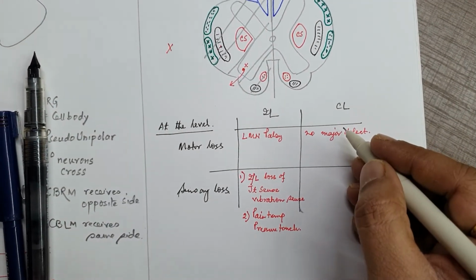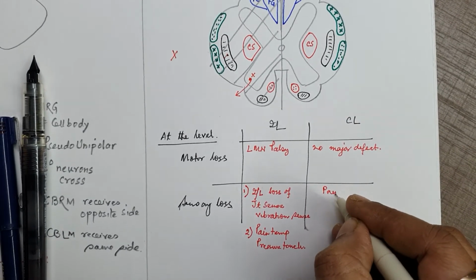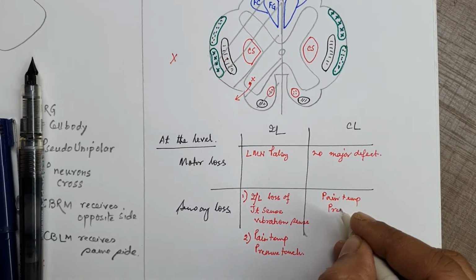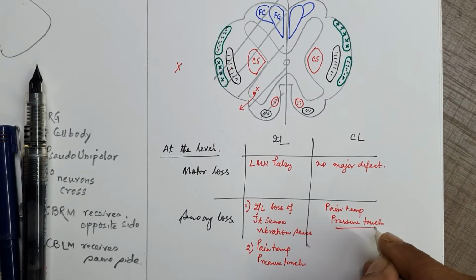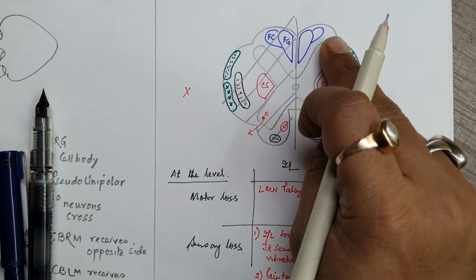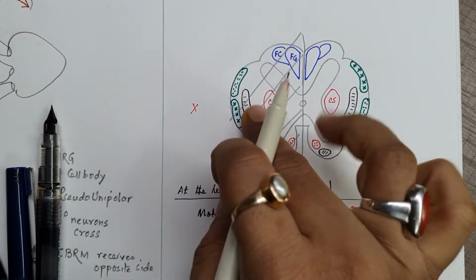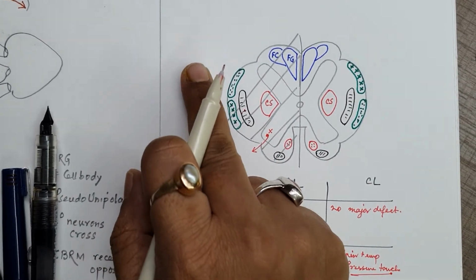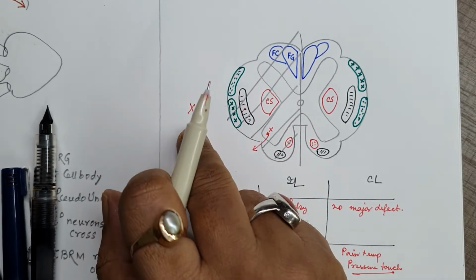Even there is contralateral loss of pain, temperature, pressure, touch. Why this loss? Because the fibers coming from this side will cross and ascend, and those fibers are damaged, so sensation of this side is damaged. Whereas the sensory neurons of this side that enter here are damaged, so sensation of this side is also damaged.